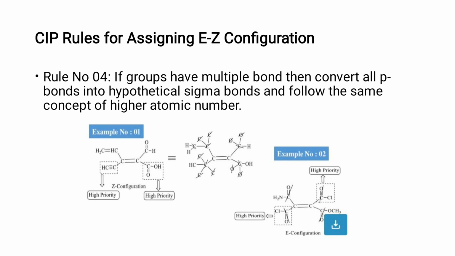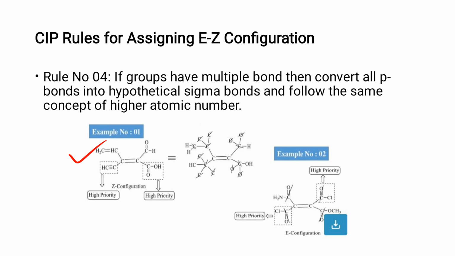Next, we can include the Cahn-Ingold-Prelog sequence rules for assigning EZ configuration. Rule number 4 was not discussed in the last class. The fourth rule is: if a group has multiple bonds, then convert all pi bonds into hypothetical sigma bonds. We have already discussed this in the chapter on optical isomerism, the R and S system nomenclature. A double bond is converted to two atoms, and a triple bond is equal to three atoms. Then follow the same concept of higher atomic number.